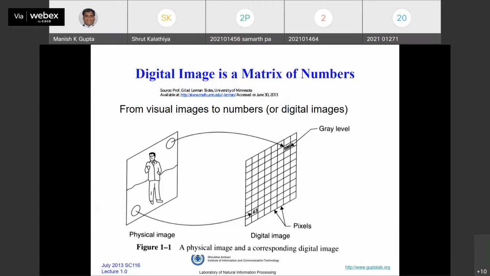Anyway, any image corresponds to a bunch of these numbers, pixels. So there are numbers here. Basically, an array of numbers is known as a matrix.